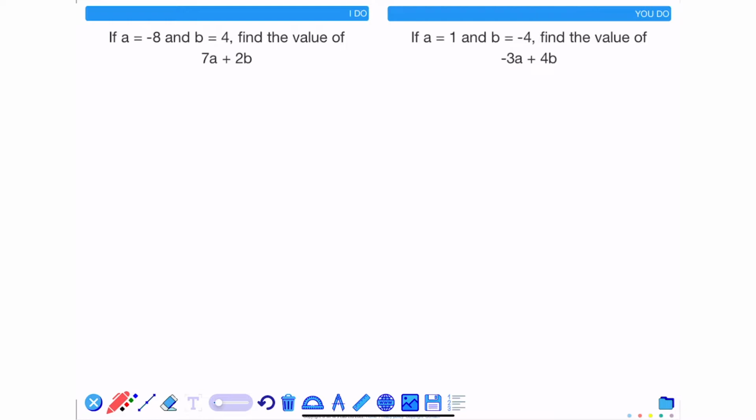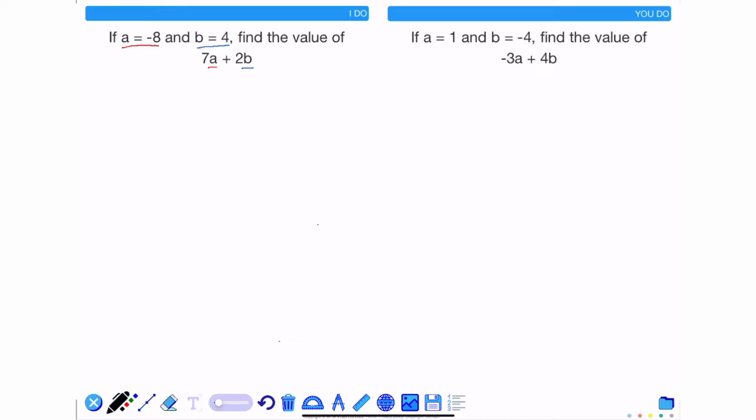In this video, we're going to be looking at the topic of substitution. Substitution in maths is the act of replacing a letter with a number. In our question, I've got two letters, A, which has a value of -8, and B, which has a value of 4. So I want to replace A with -8 and B with 4.